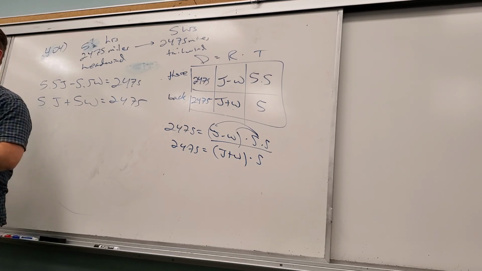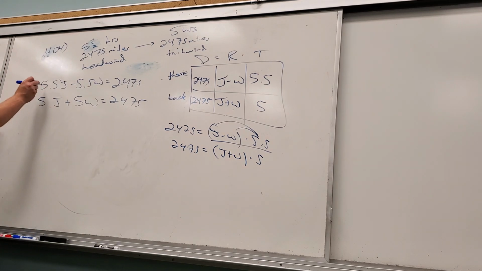Okay. So what are we getting on? Do we want to do this? So I would divide by 5. Let's not do that. Let's multiply this by 1.1.